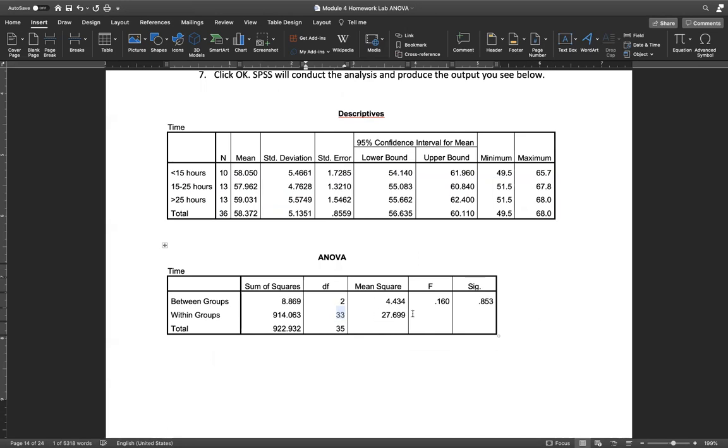I get my mean squares, gives me an F value of 0.160, and it is not significant. So because I have found a not significant finding in my ANOVA, I am not going to calculate the eta square, and I am not going to calculate post hoc because I don't need those because they're not going to be significant. You've got to have this step first before you can proceed.